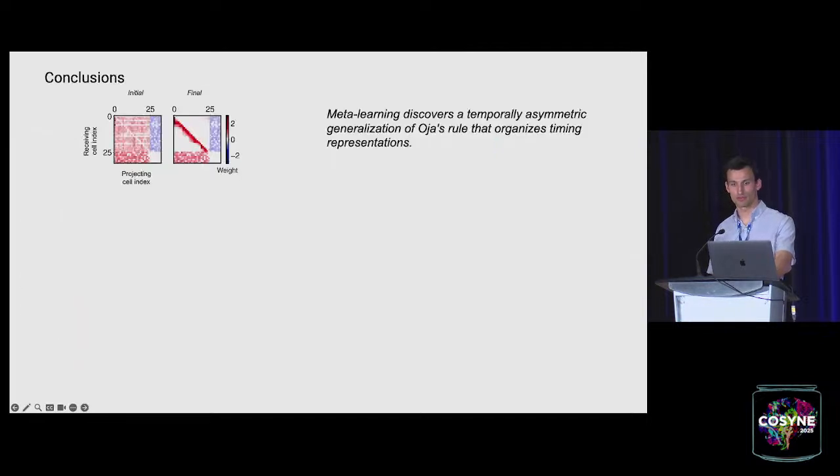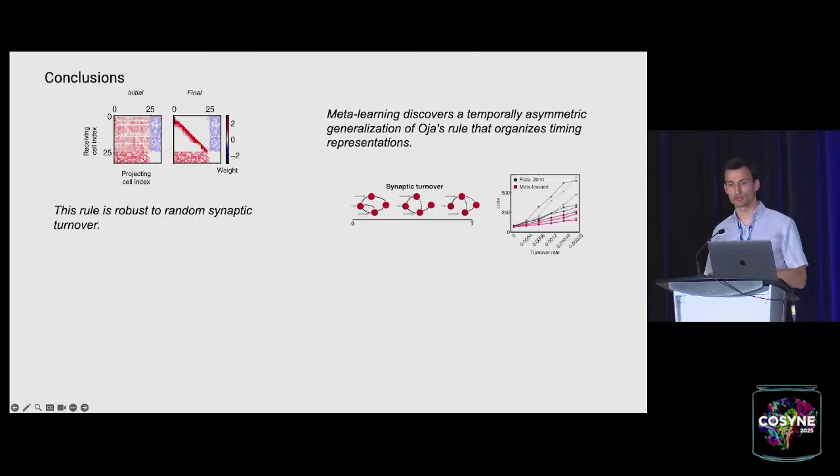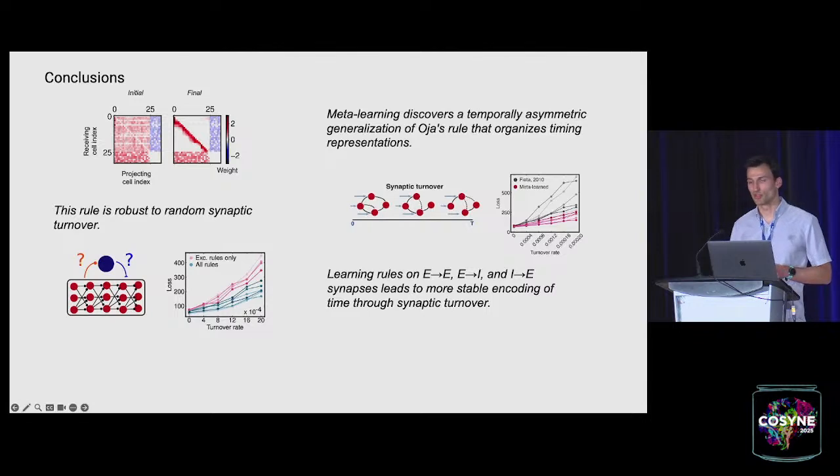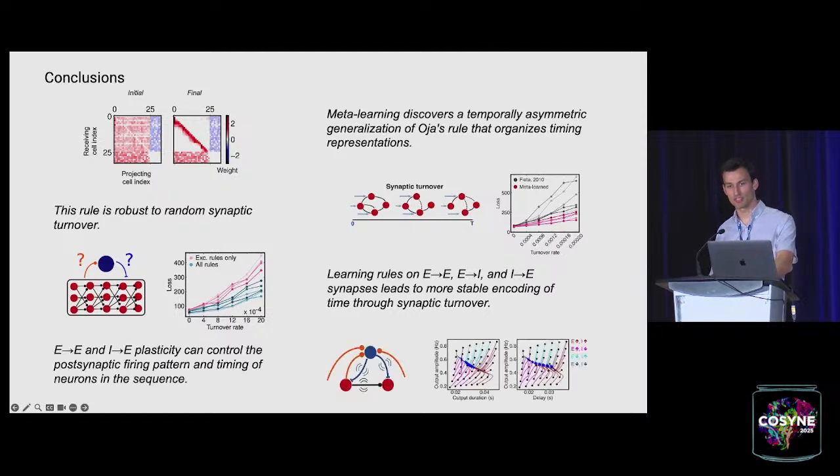Okay, so to conclude, we use a meta-learning procedure to find a temporally asymmetric generalization of Oja's rule that self-organizes timing representations. This rule is robust to synaptic turnover because it does not impose hard bounds on connectivity, allowing synapses to rescale in response to changes in activity. Learning distinct rules for these different sets of synapses leads to even more robust representations of time, and we think this occurs because we showed that in a simple model, additional forms of plasticity could support better timing representations by allowing individual neurons to maintain their firing patterns and timing.